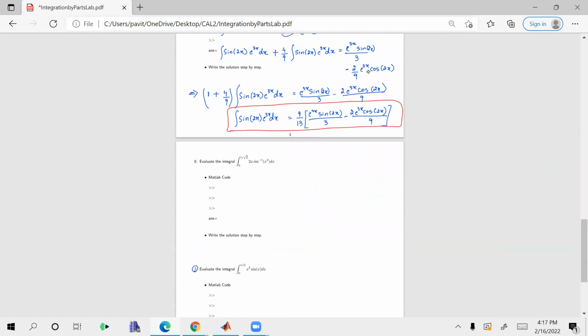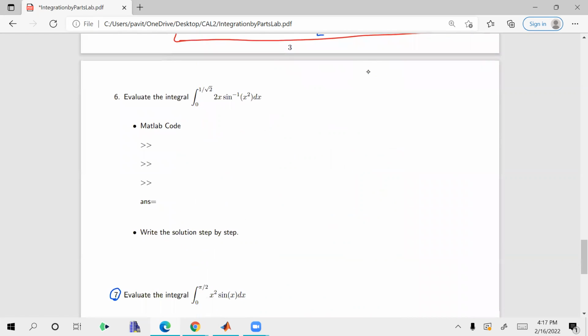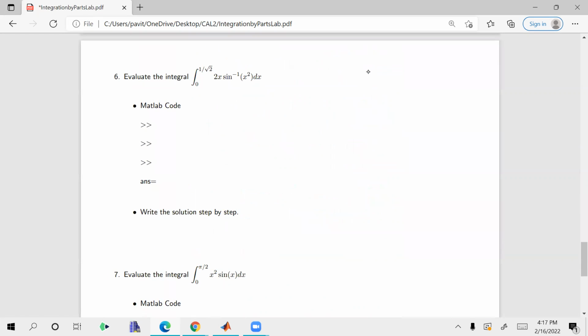Fine. So let us continue with problem 6. This problem is not too tough. I just want to explain because we have limits here. Particularly for this problem, you are going to apply integration by parts as well as u substitution. So when you apply u substitution for the definite integral and you have limits, how will you convert those limits to the substitution you have applied?